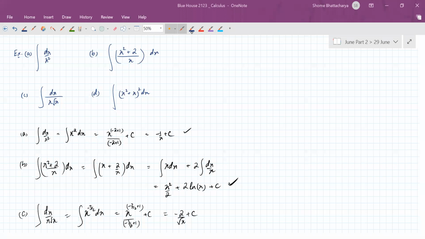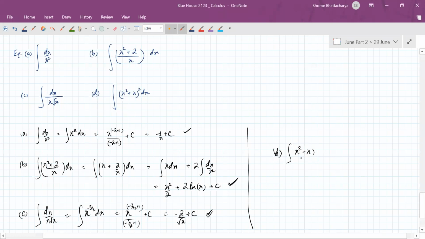Let's come to the final one. It's quite easy. So the only thing is we have to first expand this in the final one. And then only we can apply the integration formula to each part.